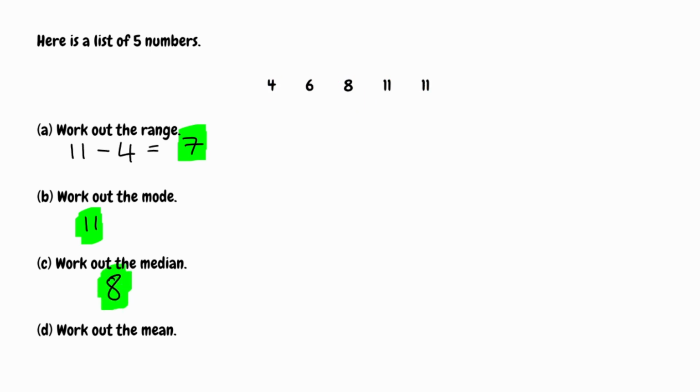And then for the final part, we need to work out the mean. So to figure out the mean, all we need to do is add all of our numbers together. So if we add all the numbers in our list, that would give us 40. We then need to take this total and divide that by how many numbers we've added together.